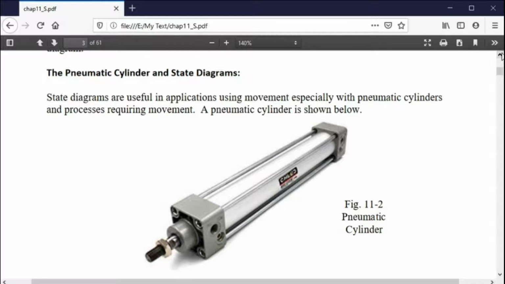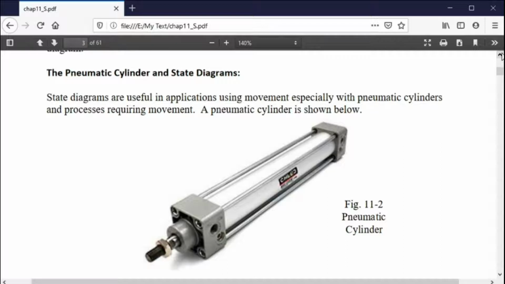Okay. Now here is an item that if you see these, think state diagrams. Pneumatic cylinders and state diagrams work together very, very well. So basically, if you have a bunch of these cylinders, pneumatic cylinders or hydraulic cylinders, but basically pneumatic cylinders, you probably will be benefited by using state diagrams.